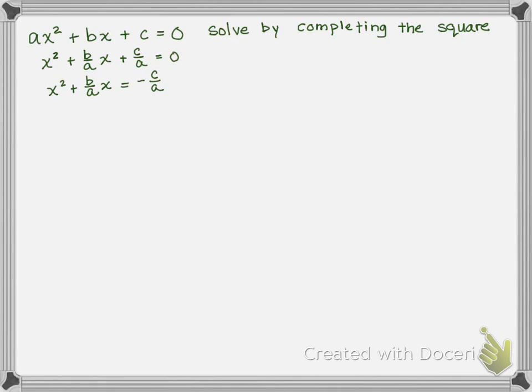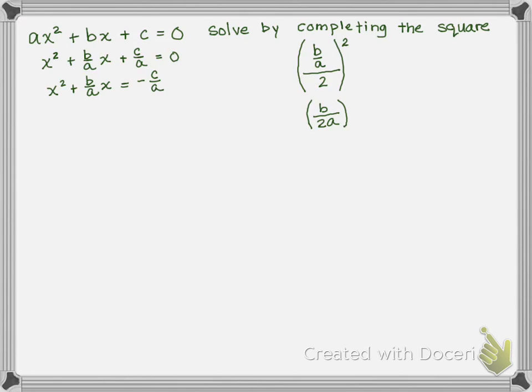So remember our process. We take the coefficient of x, which in this case is b over a. We divide it by 2, and then we square that. When you divide a fraction by 2, that's the same as multiplying it by 1/2. So really that whole number in the denominator just becomes part of the denominator of the fraction in the numerator. So it's b over 2a, because that's what you would get if you multiplied b over a times 1/2.